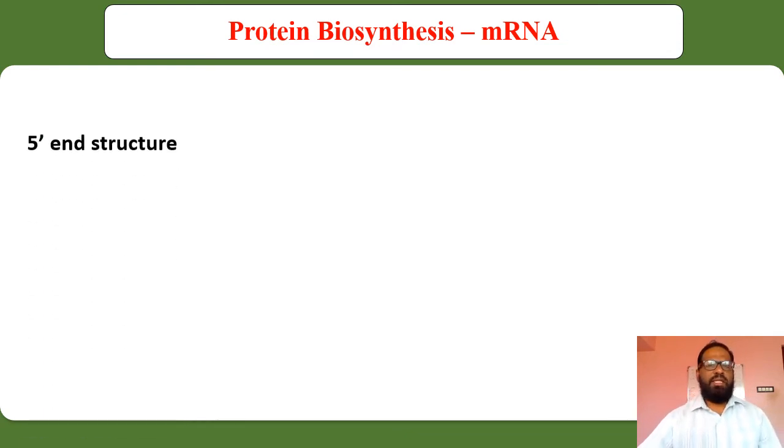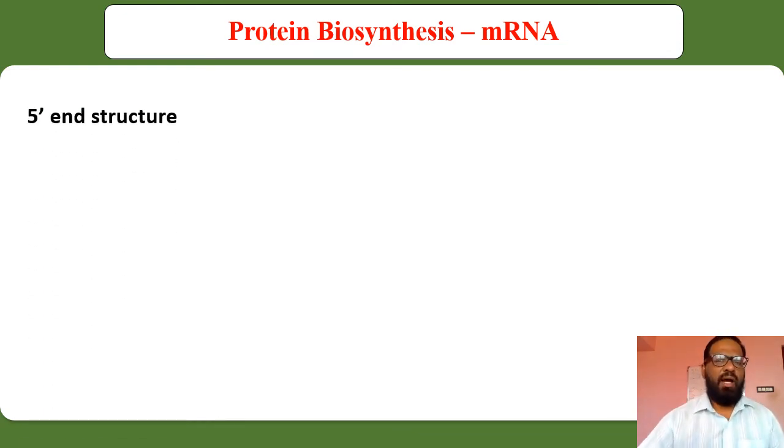Now, next, we are going to discuss some of the important modifications which are there in case of eukaryotic mRNA. The first one is the 5' end structure. What type of 5' end? If you take the mRNA molecule, it will have a 5' end and a 3' end. What type of structure is present in the 5' end, that we are going to discuss.